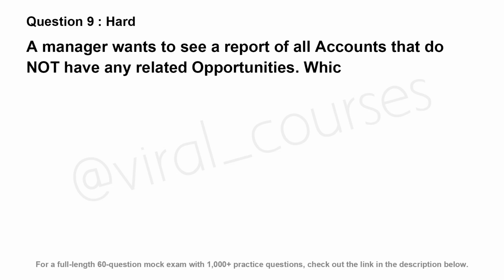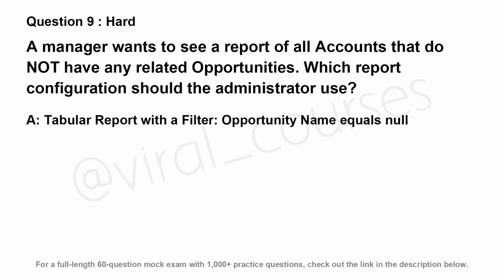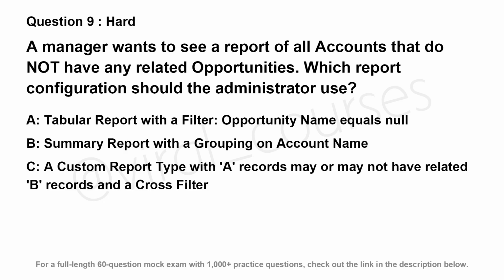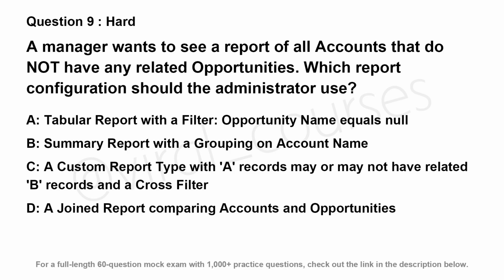A manager wants to see a report of all accounts that do not have any related opportunities. Which report configuration should the administrator use? Option A. Tabular report with a filter: Opportunity name equals null. Option B. Summary report with a grouping on account name. Option C. A custom report type with A records may or may not have related B records and a cross filter. Option D. A joined report comparing accounts and opportunities.